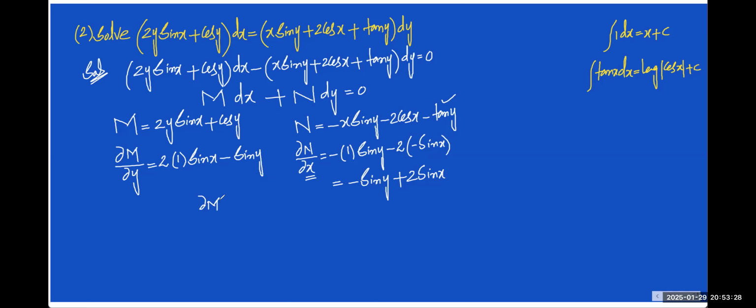In the exam, most questions will be ones where the condition of exactness is satisfied: dou m by dou y is equal to dou n by dou x. So therefore, what do you say? It is exact. Please see my recordings of this same topic, then this class will become easy for you. Now finally, we have to write the solution.